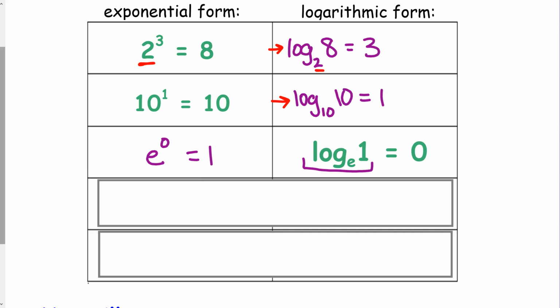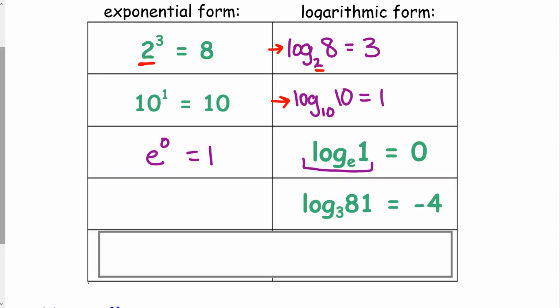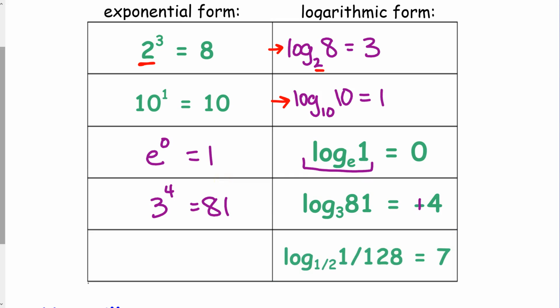Let's do a couple more. Log base 3 of 81. And I accidentally made a mistake on that one, didn't I? That should be a 4. Okay, log base 3 of 81 is 4. The base is 3. We raise it to the 4th power, and that gives us 81. Those two statements are equivalent, just written in a different way. One more.